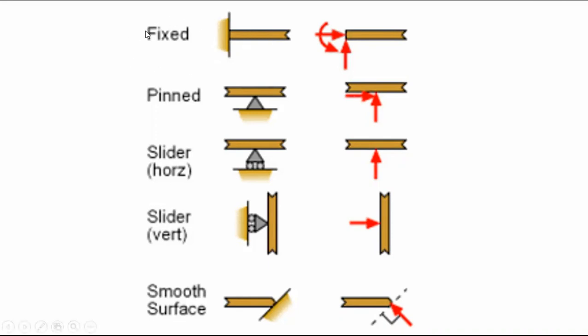Just see the types of support which will be used in finding out the SFD and BMD. These are fixed joint. Second one is hinge joint or pin. Then slider or roller support. These are actually supports: fixed support, hinge support, here again slider or roller support, and smooth surface.